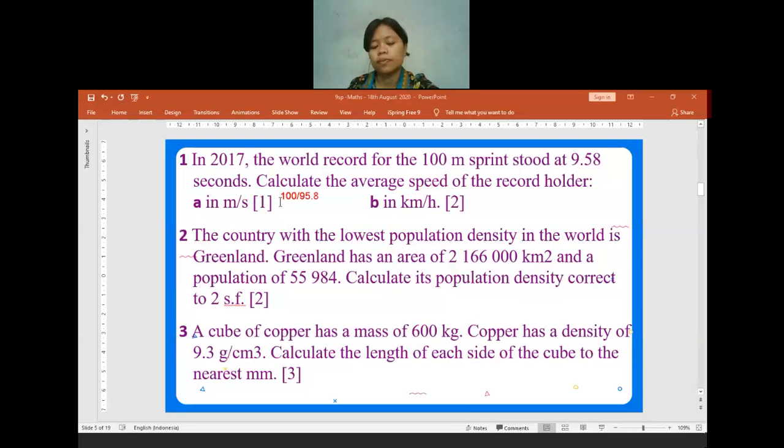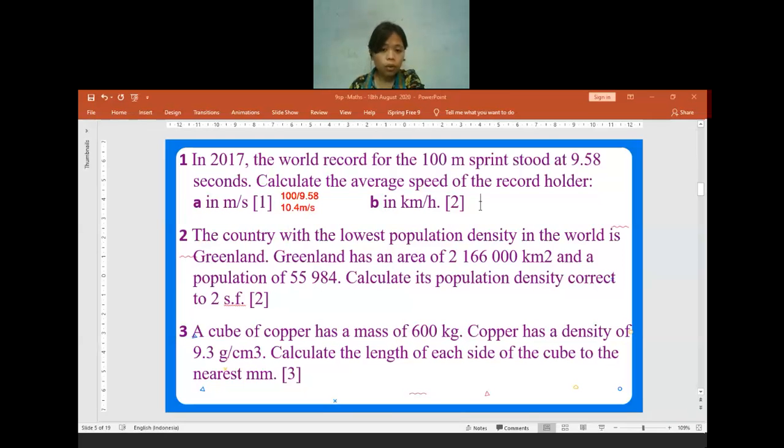Teacher, how many decimal places? Just make it three significant figures. Then it's 10.4. Okay. Is there anyone who gets confused? Is it 10.4? Are you sure? Wait. Oh yeah, it's 9.58, I typed it as 95. Okay then. Yeah, it will be 10.4 meter per second. Is there anyone having any question? No? Okay.